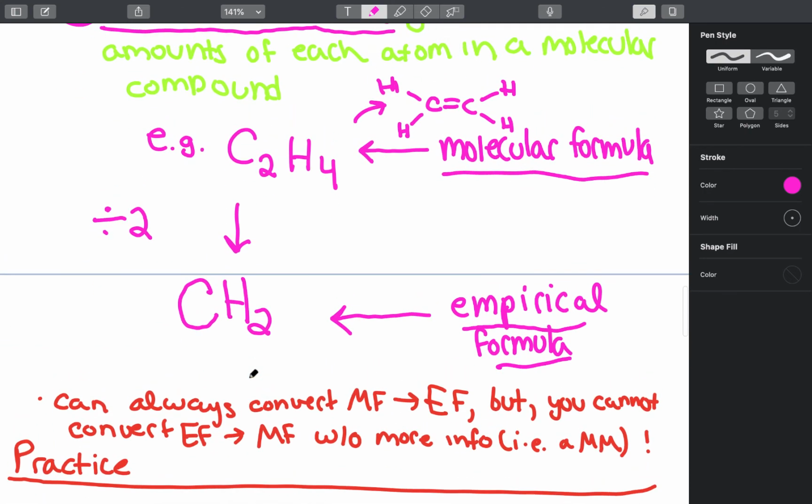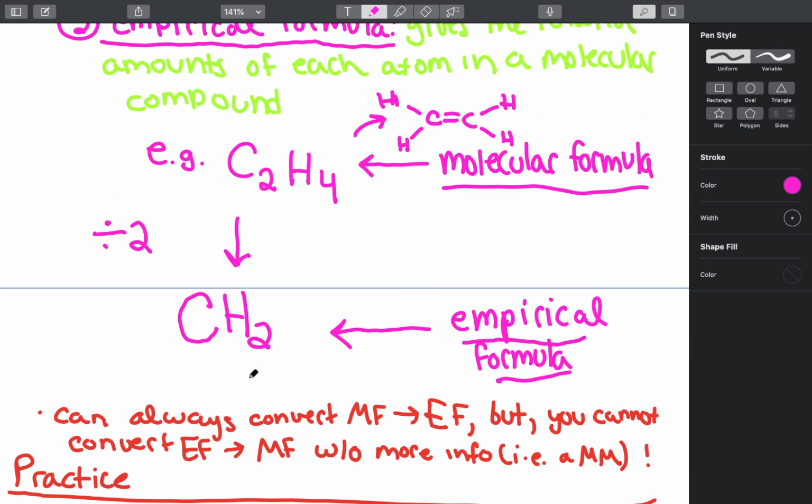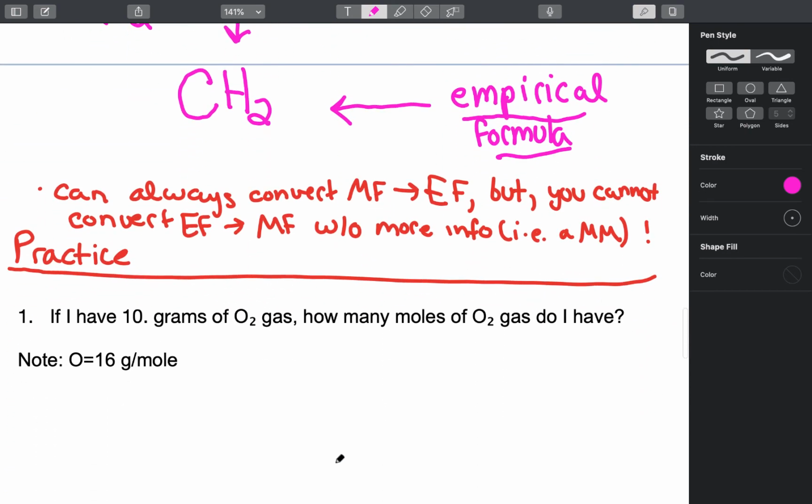So one more thing before our practice problems. You can always convert the molecular formula to the empirical formula just by simplifying it down like we saw here. However, you cannot convert the empirical formula to the molecular formula without more information. You would need something like a molar mass or something else in order to find what the molecular formula is. And we're actually going to practice this below. So that's it for all of the concepts for today. With that, let's go into our first practice question.